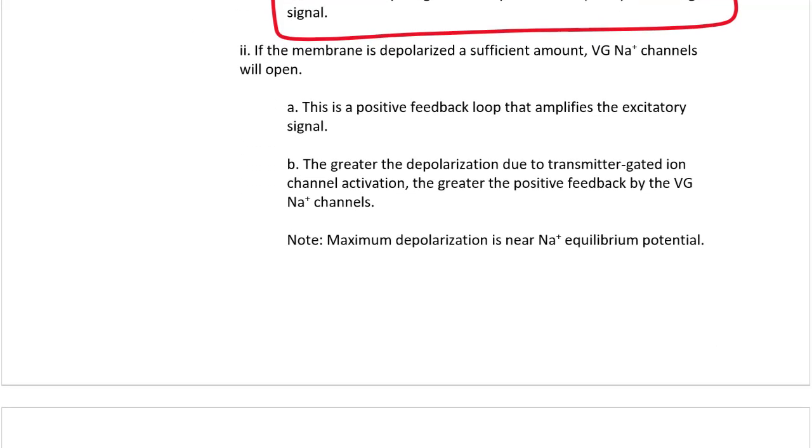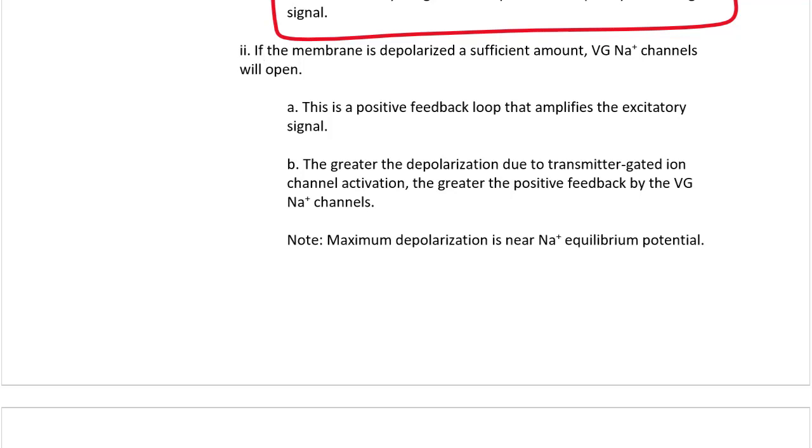If the membrane is depolarized a sufficient amount, voltage-gated sodium channels will open. This is a positive feedback loop that amplifies the excitatory signal. The greater the depolarization due to transmitter-gated ion channel activation, the greater the positive feedback loop by the voltage-gated sodium channels. Maximum depolarization is near sodium's equilibrium potential.